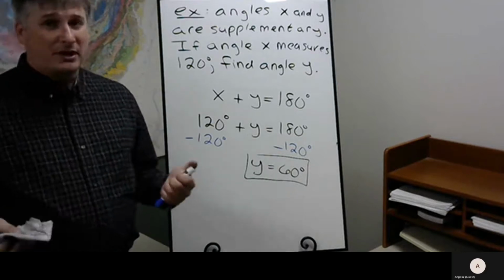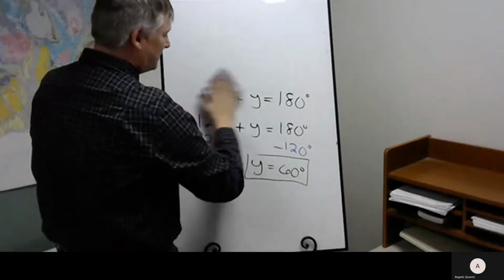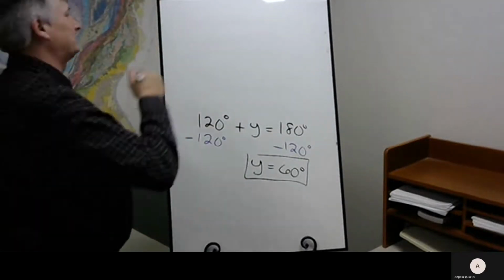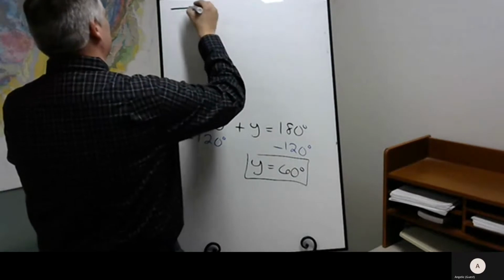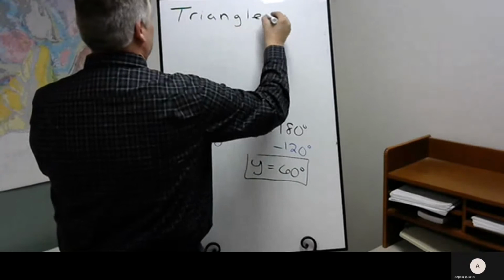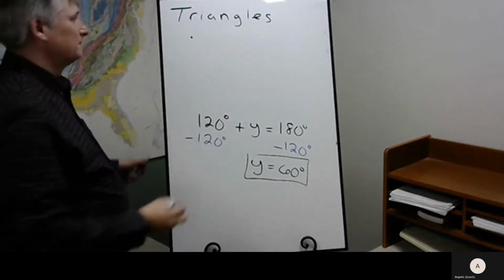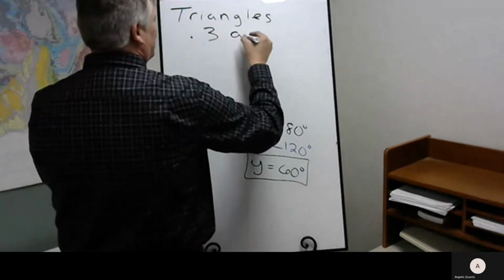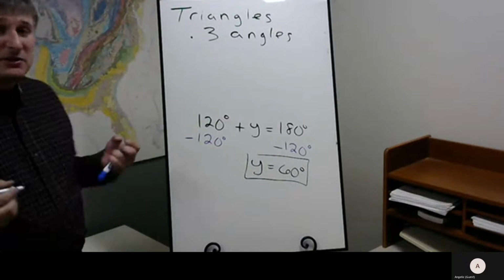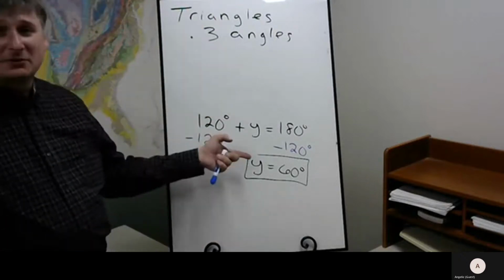Now there are two shapes that we want to keep an eye on. First one, triangles. They always have three angles. Hence triangles, tri meaning three. The sum of these angles is always 180 degrees, at least on a flat surface.